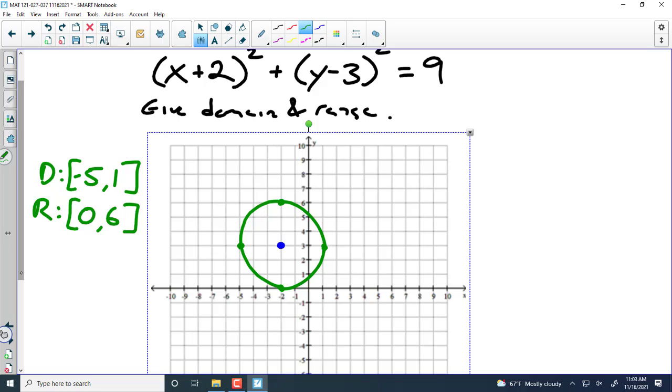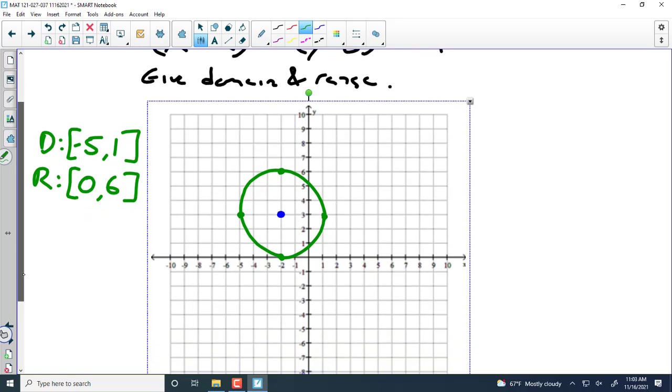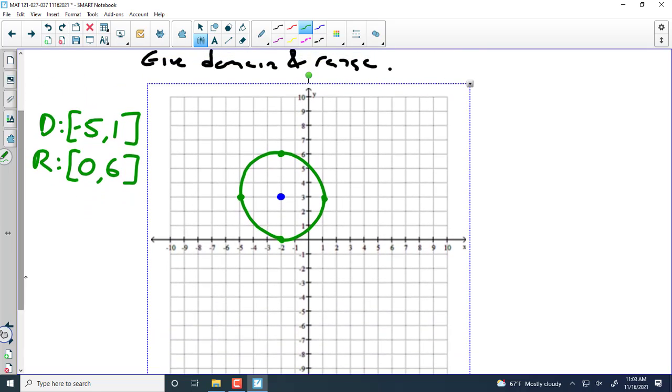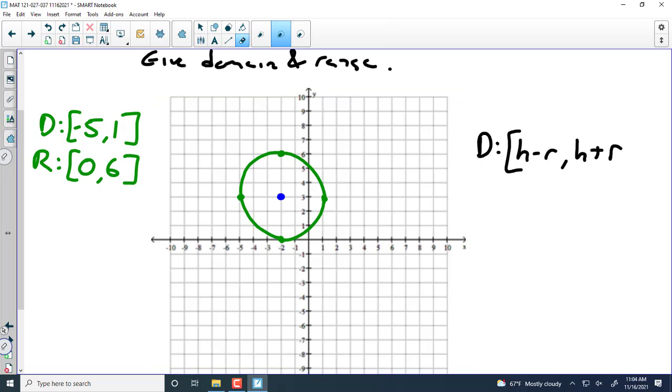They do give a formula for the domain and range, but I think it's such a pain in the neck to learn the formula that I don't bother to teach it, but I'll show it to you just in case you're interested. Really, your domain is given by this, and your range is given by this.